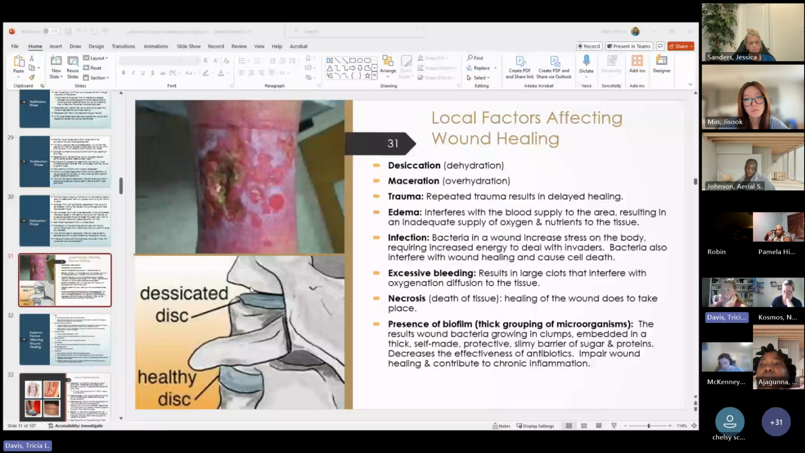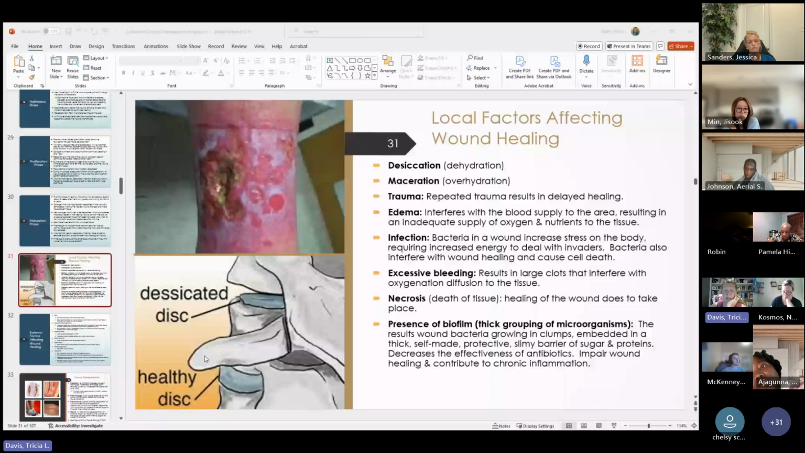We can also worry about maceration, so overhydration. So sometimes if you have too much fluid or you have back issues, these discs can bulge. So like a bulging disc, they can actually come out of the space and then put pressure on the nerves and cause a lot of pain.